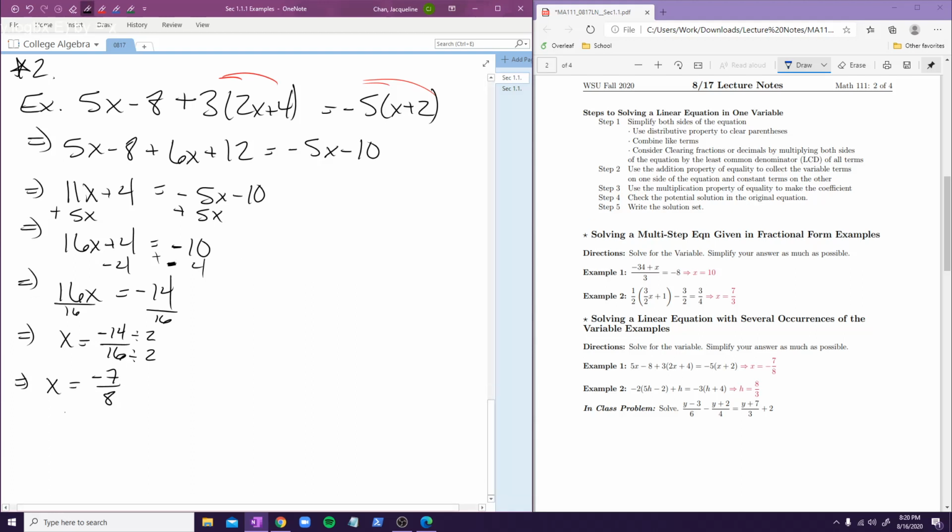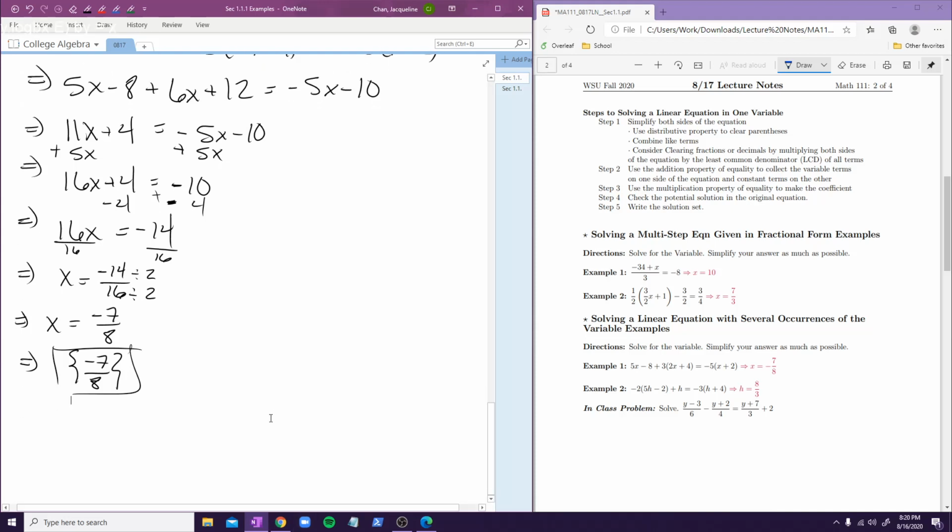If you guys are against that, let me know, and we can check it together when we meet. But as of right now, I'm just going to write 7/8. And this is the solution set.